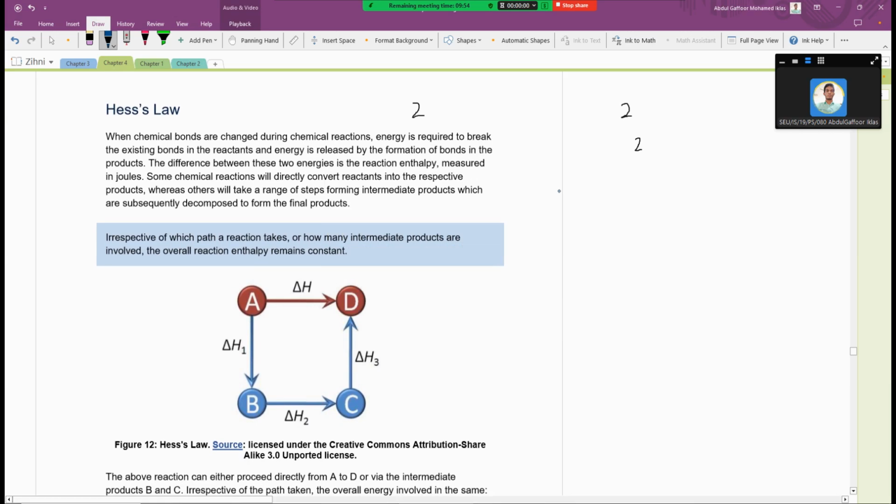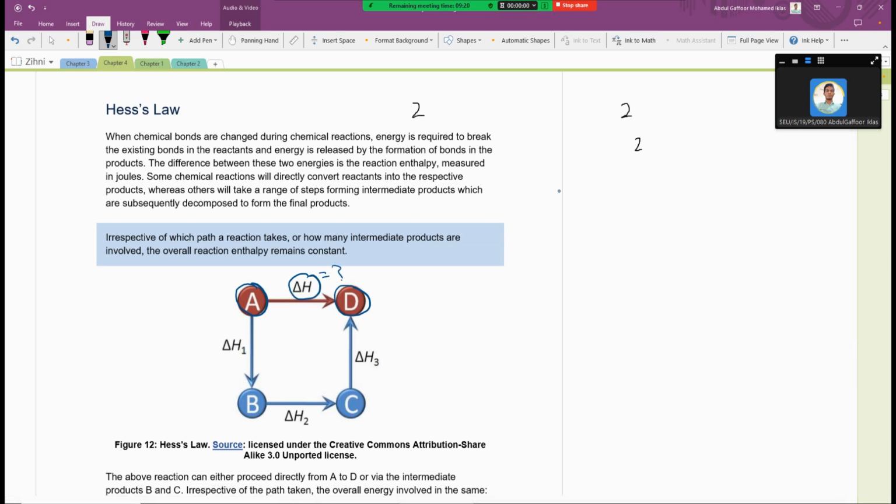Now we have a law. We cannot always assume a chemical reaction happens in only one step. There might be multiple steps involved in the reaction. Even if the reaction happens in multiple steps, the total enthalpy will remain constant. That is what Hess told. For example, let's say this is the elementary reaction, which happens in one step. So let's say this is delta H. This is what we have to calculate.